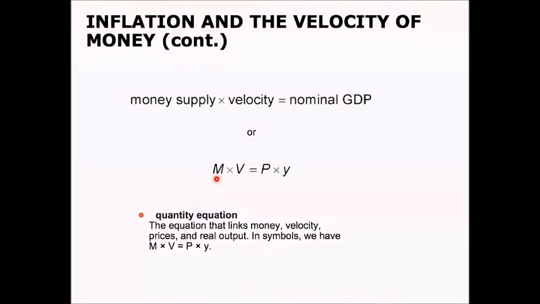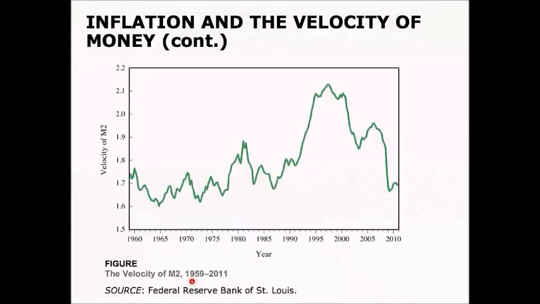So the quantity equation links the money supply and velocity to the prices and real GDP in an economy. Now when we look over time at what happens to velocity, this becomes a very powerful equation. This is the velocity of M2 from 1959 to 2011. And you can see it goes up and down, but it's going up and down between 1.6 and 2.1 in general. Now what that says is its growth rate is relatively constant over time.